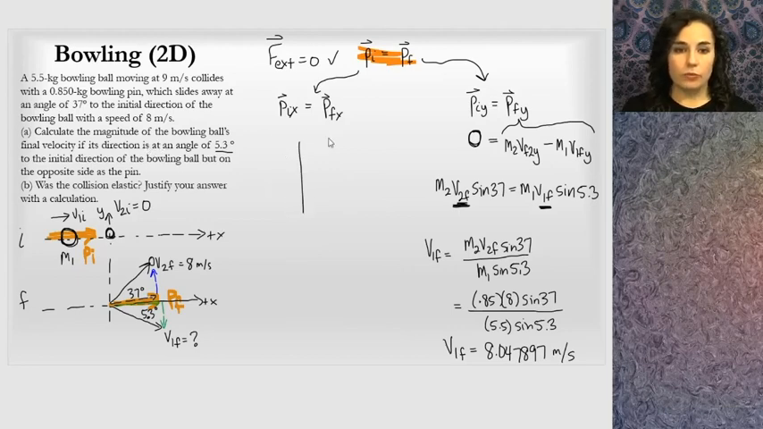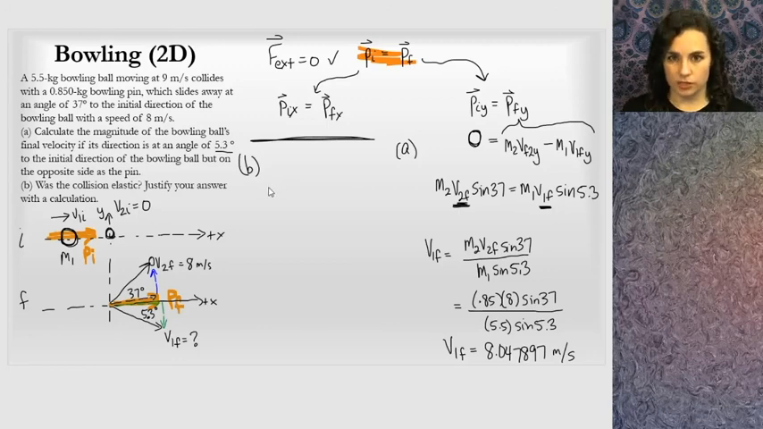I wanted to follow up with part B. Let's go back to part B. I solved for part A. This is part A. Part B says, was the collision elastic? So, like I was mentioning, a student may say, yes, it's elastic because they don't stick together. But that's not the quality that we're looking for. What we're asking is, is the kinetic energy lost equal to 0? Is it equal to 0?